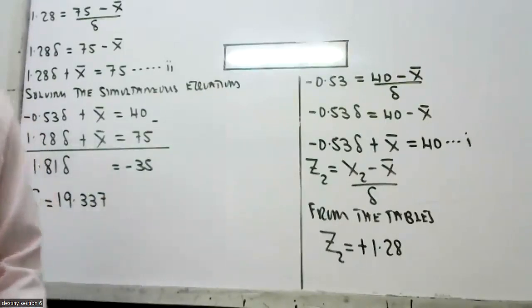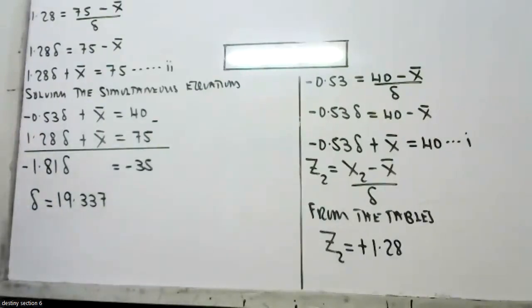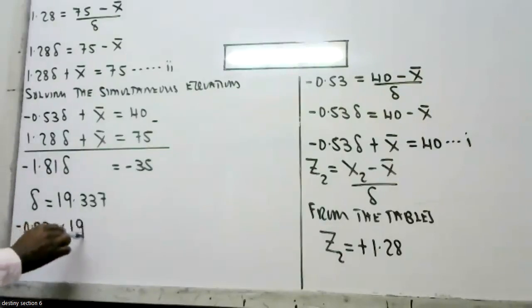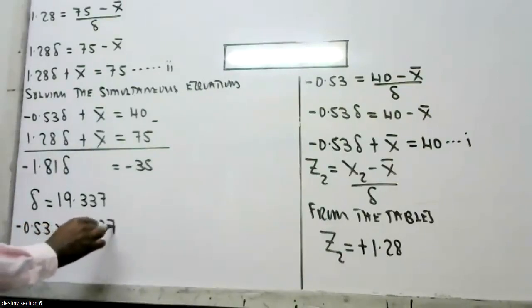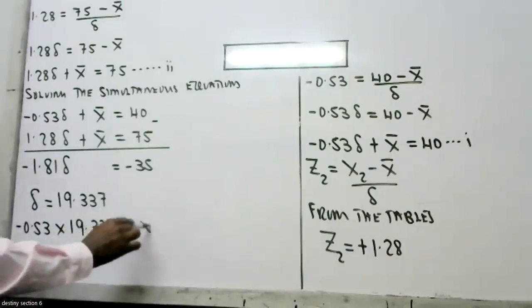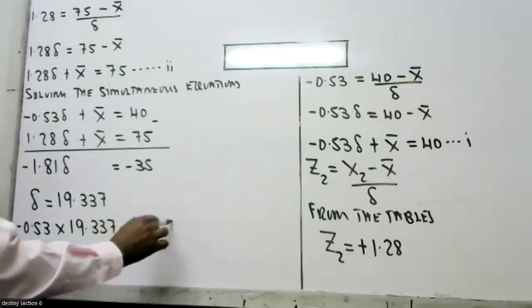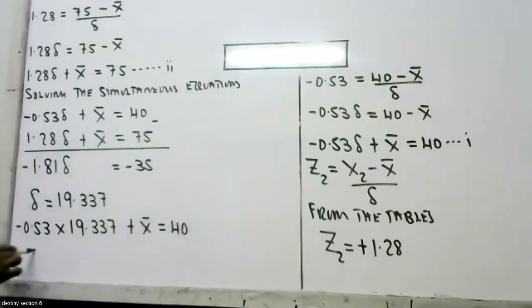19.337, that is the standard deviation. And when I come here to question number 1, we say minus 0.53 multiplied by 19.337 plus x bar is equal to 40. From there, I should be able to solve comfortably and be able to say that x bar will be equal to what?